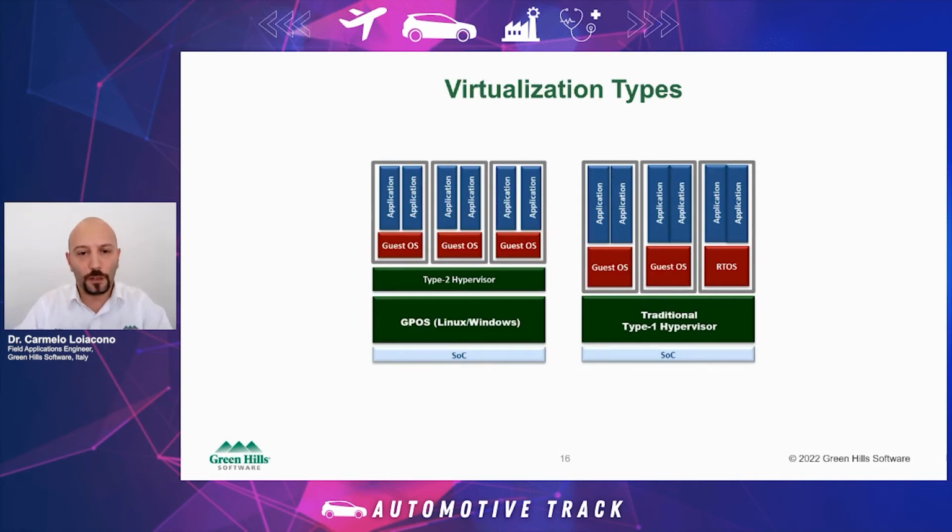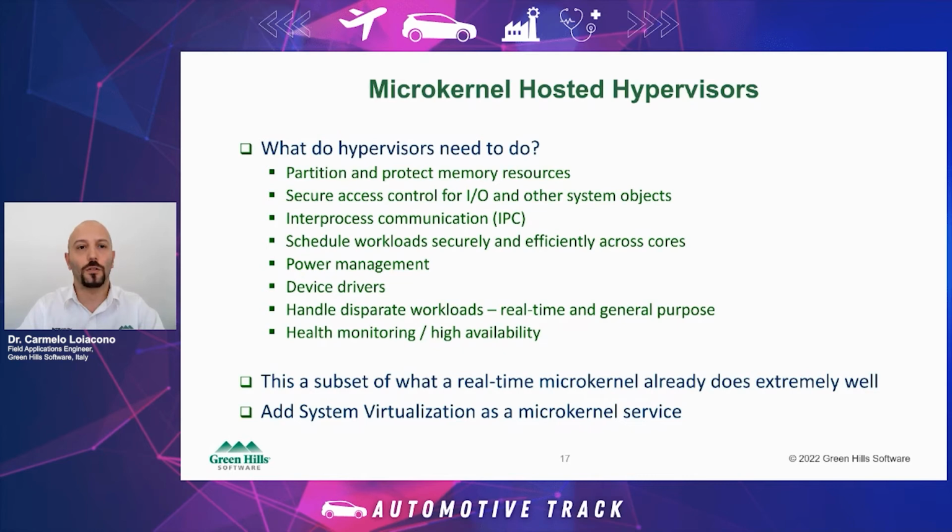Let's introduce the virtualization types. We have two kinds of virtualization. Type 1, where the hypervisor runs bare metal on the SoC and provides the virtualization. And type 2, where the hypervisor runs on top of another operating system. Examples of type 2 are VirtualBox and VMware. Now, let's talk about the microkernel-hosted hypervisor.